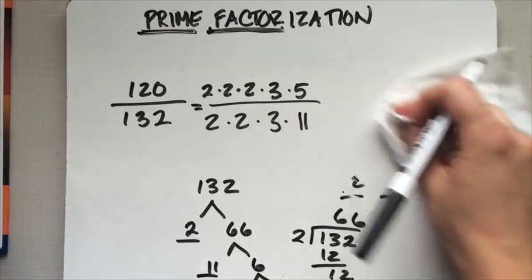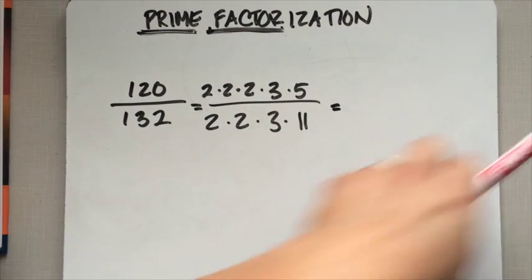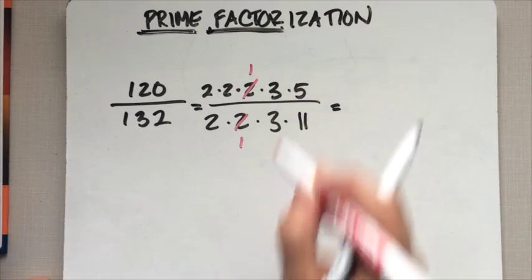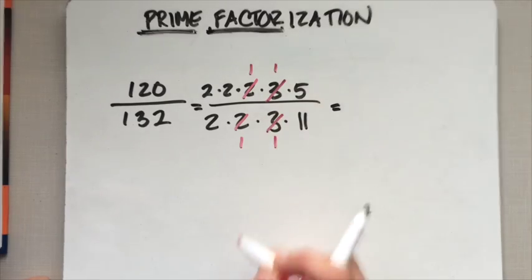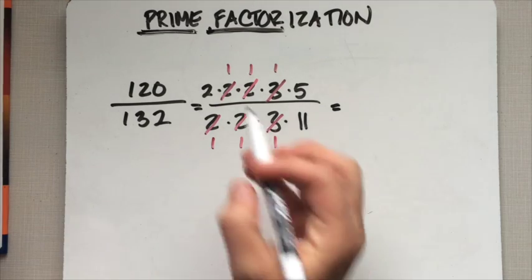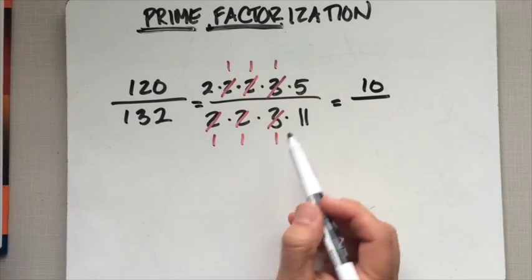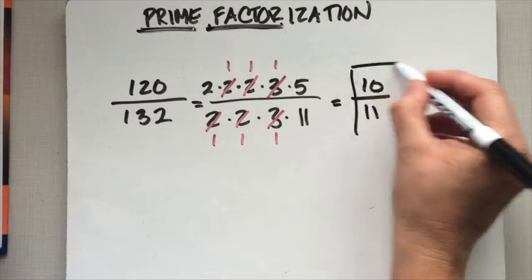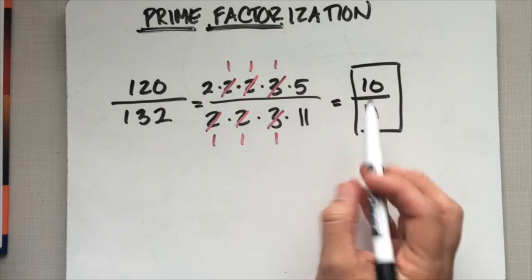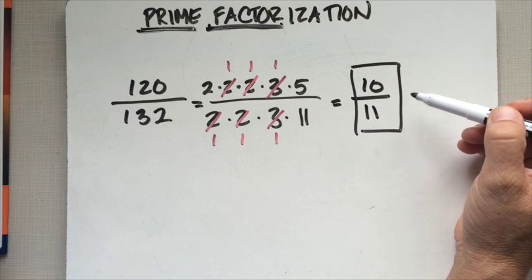And now that I have completely broken these numbers down into their primes, I can see what cancels. A 2 divided by 2, I can replace those with a 1. 3 divided by 3, I can replace those with a 1. 2 divided by 2, I can replace those with a 1. So my numerator is 2 times 1 times 1 times 1 times 5, which is 10. And my denominator is 1 times 1 times 1 times 11, which is 11. I don't have to check any further. If I have canceled every factor that cancels and I went all the way down to primes, there is no way that this number is not completely reduced.